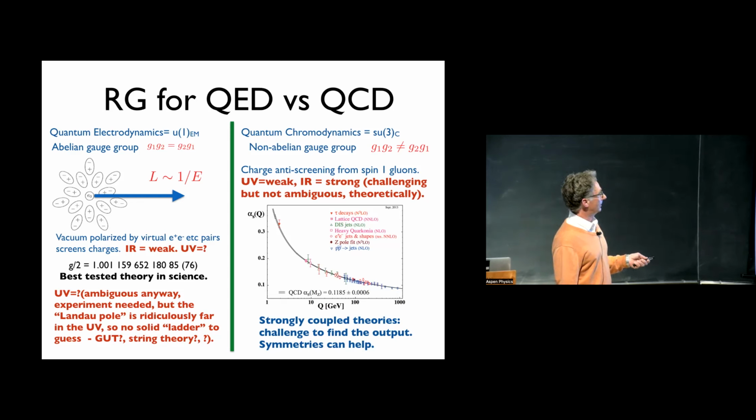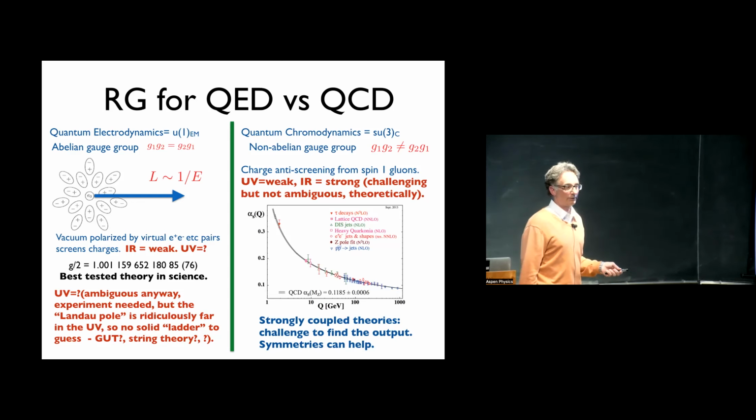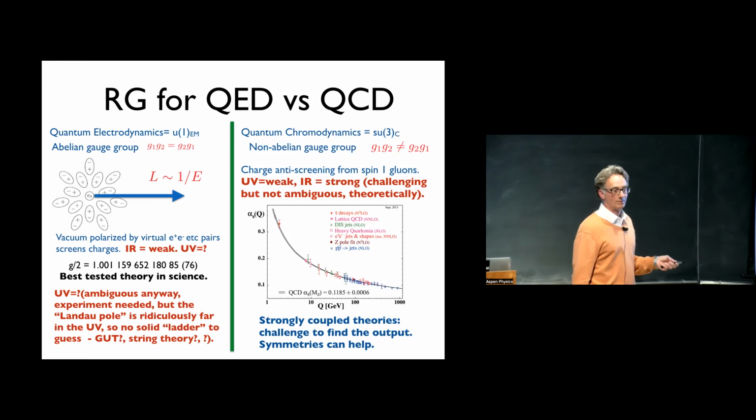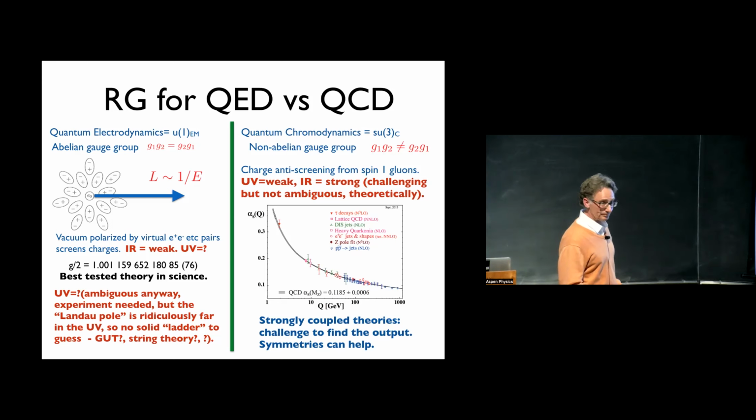The ultraviolet can be weak; it's asymptotic freedom. That's what's plotted here. As you go towards higher energies, the analog of the fine structure constant goes down. So it becomes weakly coupled in the far ultraviolet, despite being called the strong force. And in the infrared, it's strong. It's challenging to determine what happens in the infrared, but unlike the QED case, it's not ambiguous. We know the ultraviolet starting point, so we should be able to figure out the infrared, even though we don't know exactly how. This is the challenge of strongly coupled theories. It's a challenge to find the output, and symmetries can help.